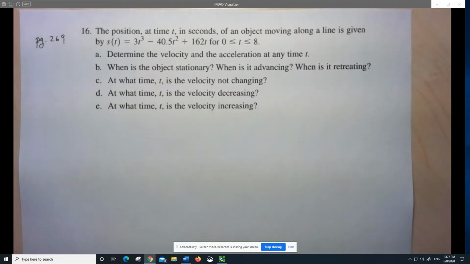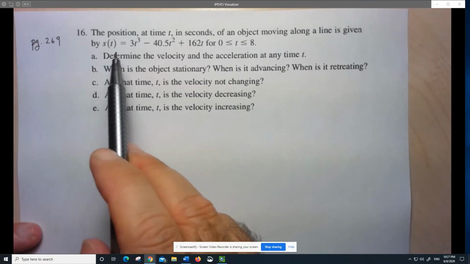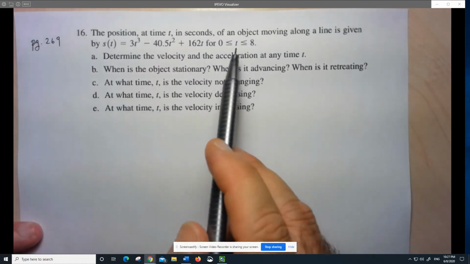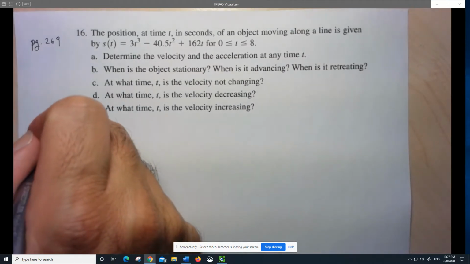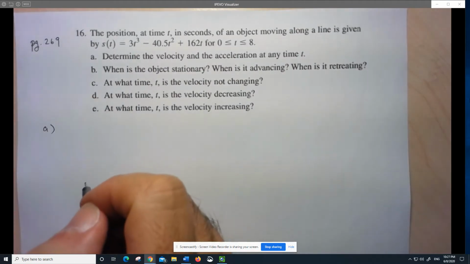Hi folks, we're going to take a look at number 16 from page 269. So here they give us a position function, and note that we're only interested in times from 0 to 8 seconds. All right, so part A is to determine the velocity and acceleration functions.